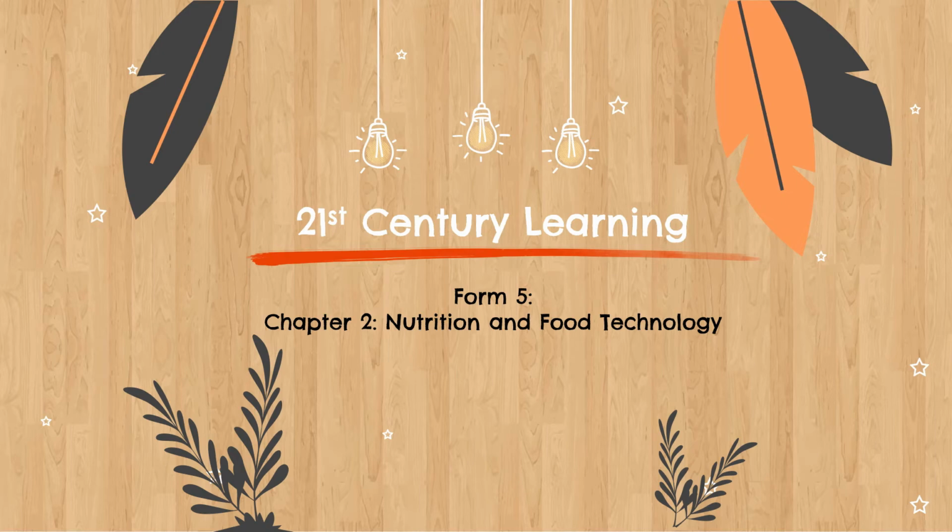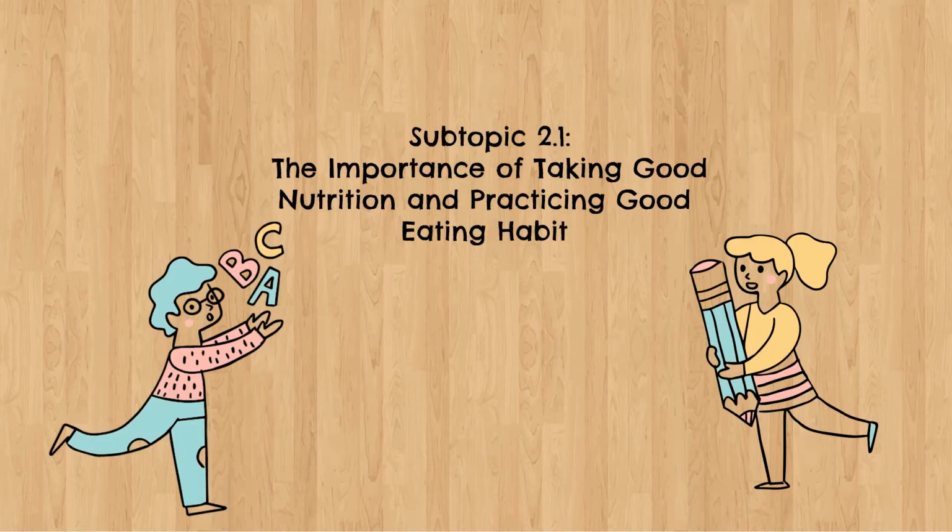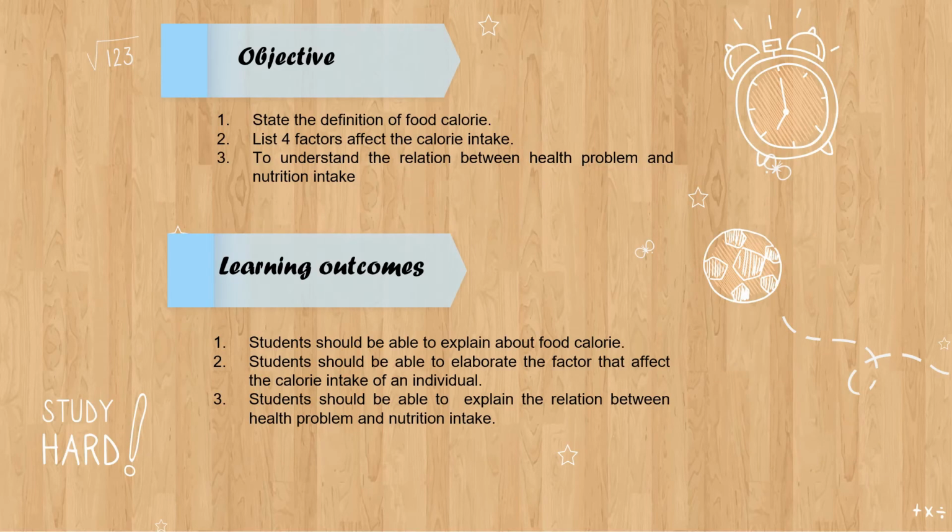Now, let's move to the micro teaching that uses 21st century learning. The topic is about nutrition and food technology. The subtopic that has been chosen is 2.1, the importance of taking good nutrition and practicing good eating habits. At the end of this session, students should be able to explain about food calorie, elaborate the factors that affect the calorie intake of an individual, and explain the relation between health problem and nutrition intake.